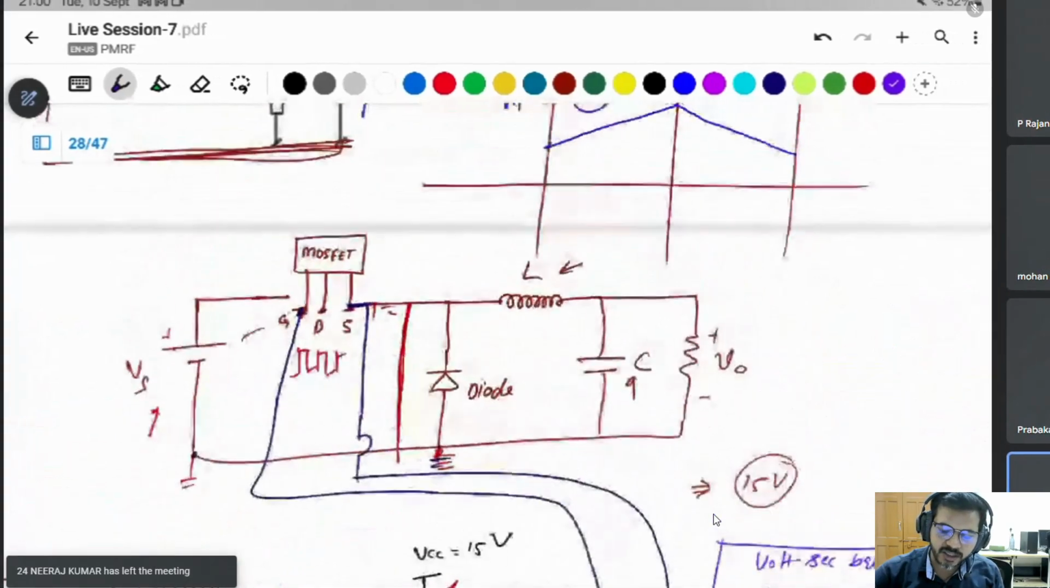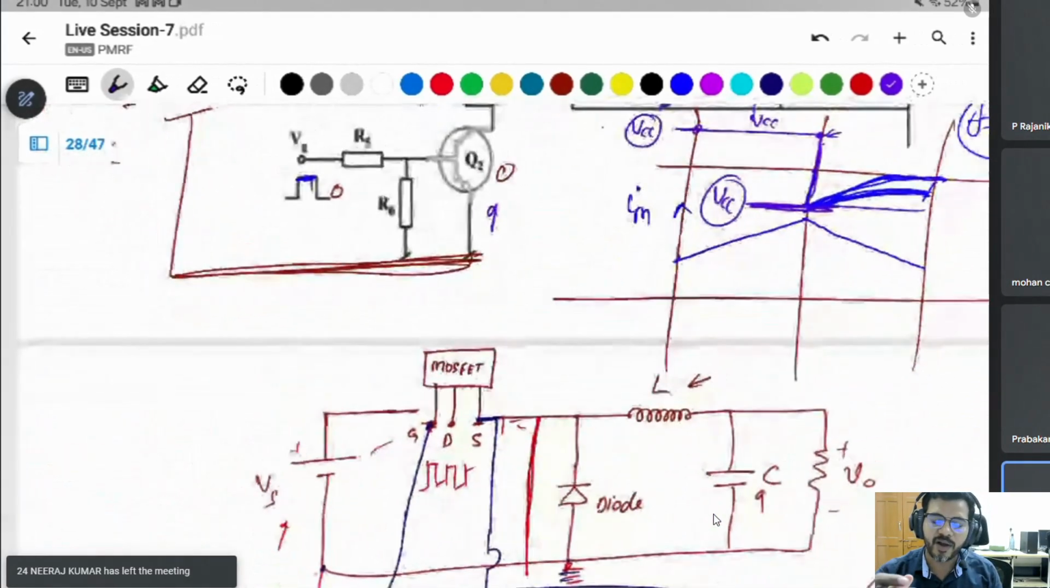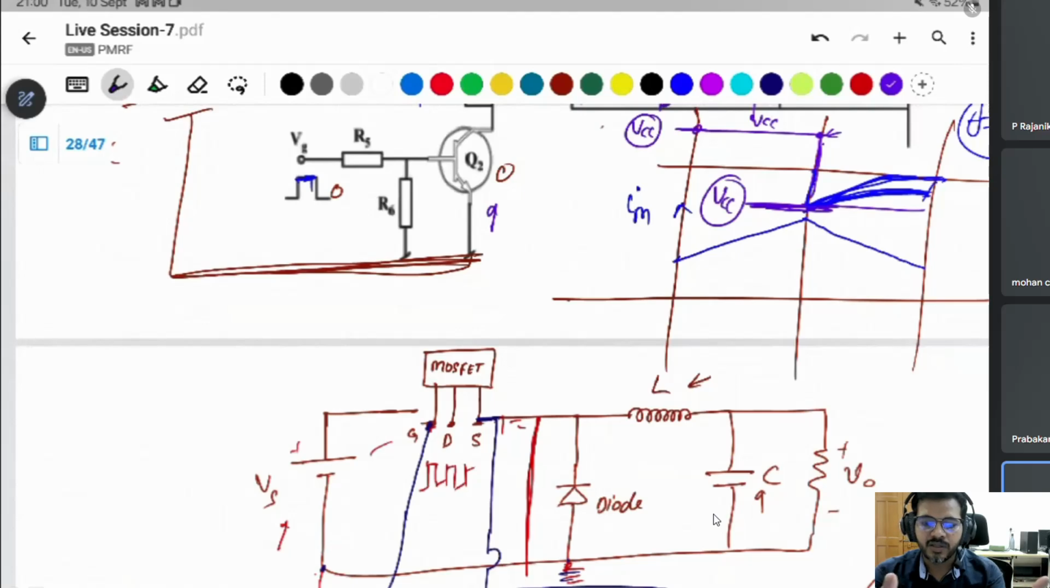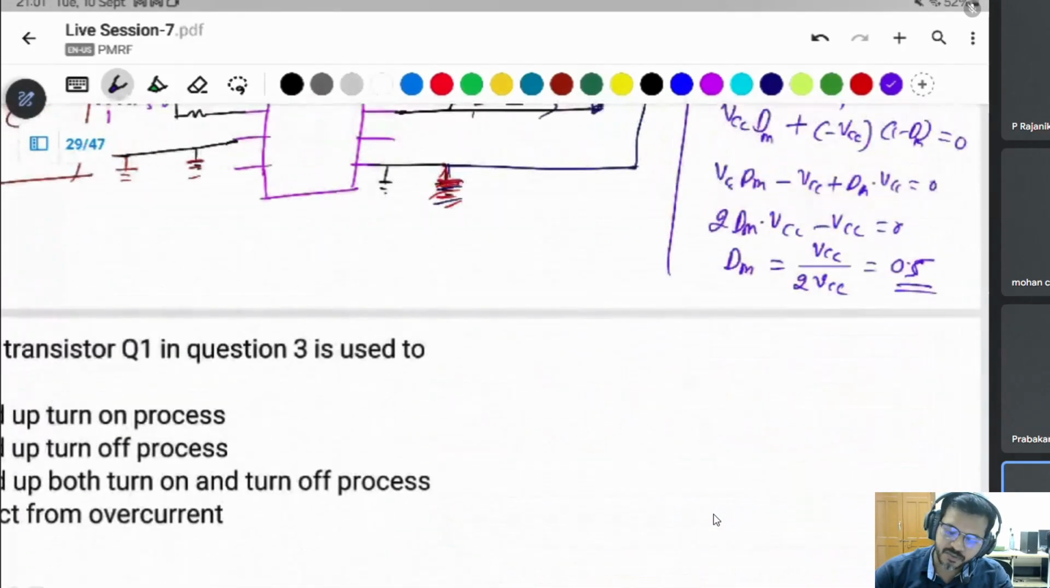Why? If you charge an inductor for a certain time, it will take at least the same time to discharge the same energy. That's why the maximum duty cycle is 0.5 only.